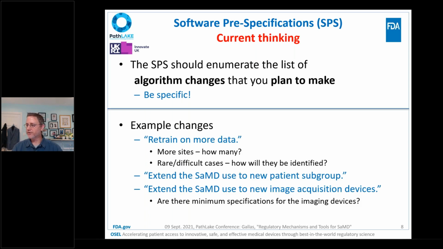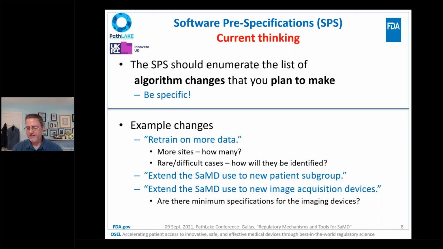And the real prototype example of such changes is retraining on more data. You know, before you're on the market, you don't have access to as much data, but when you're on the market, you do have access to more sites and also the wide spectrum of cases. And so that's one of the reasons to retrain, is to allow for building a training set with more diversity. This includes patient subgroups or expanding indications to new acquisition devices.